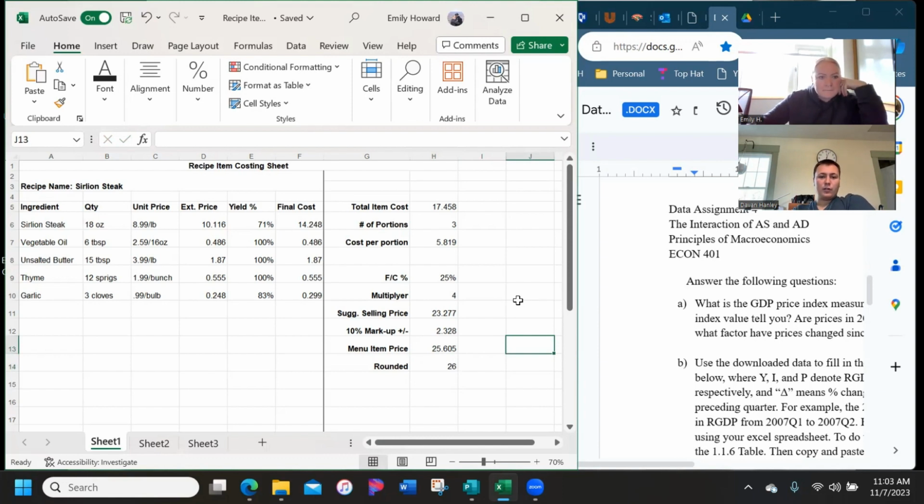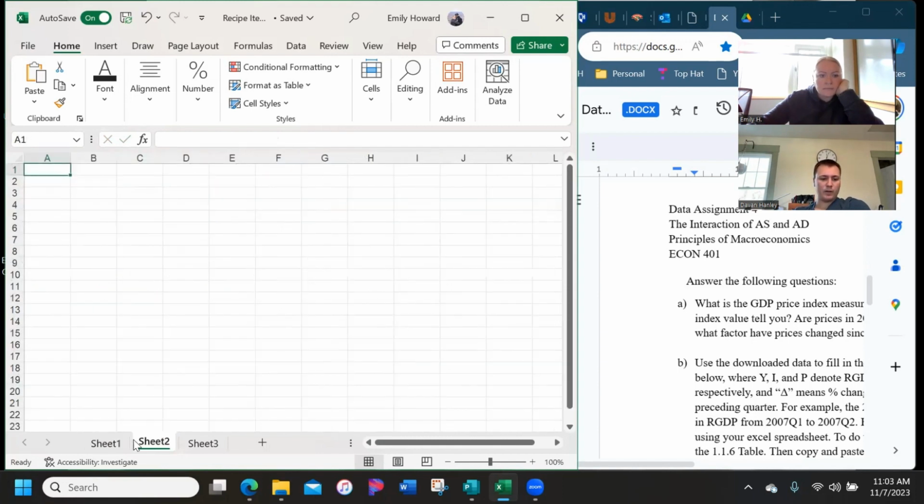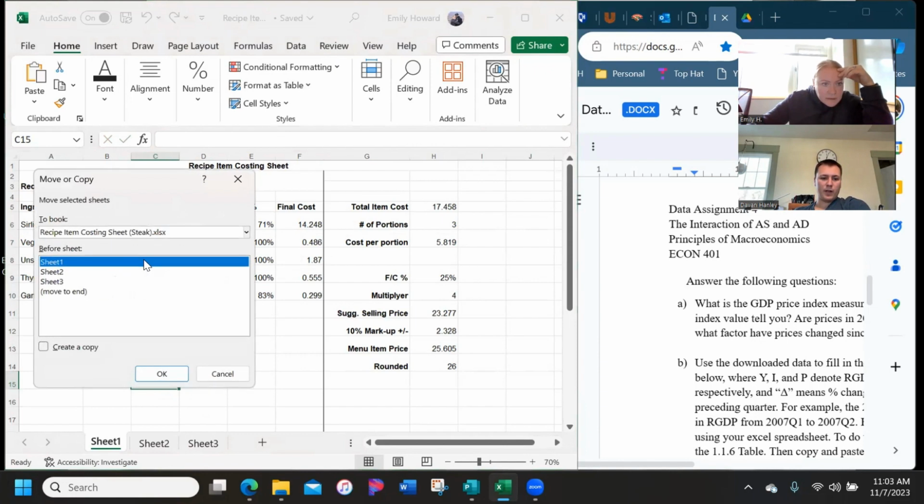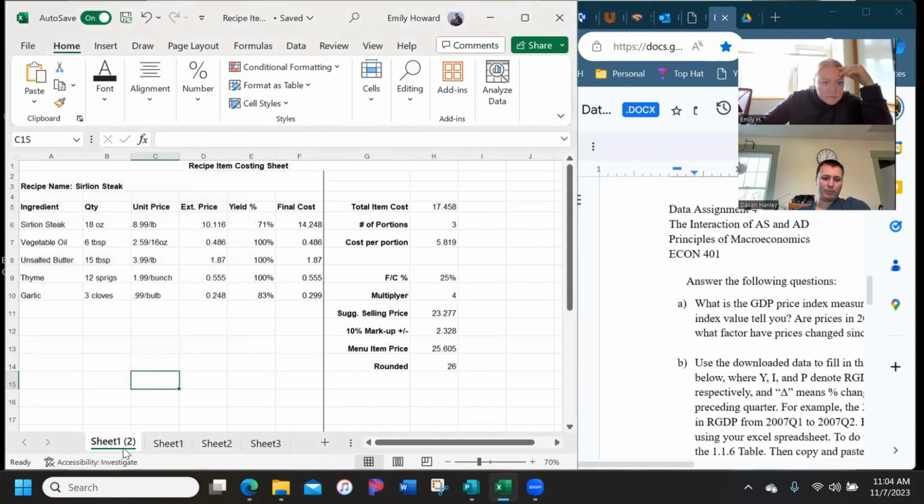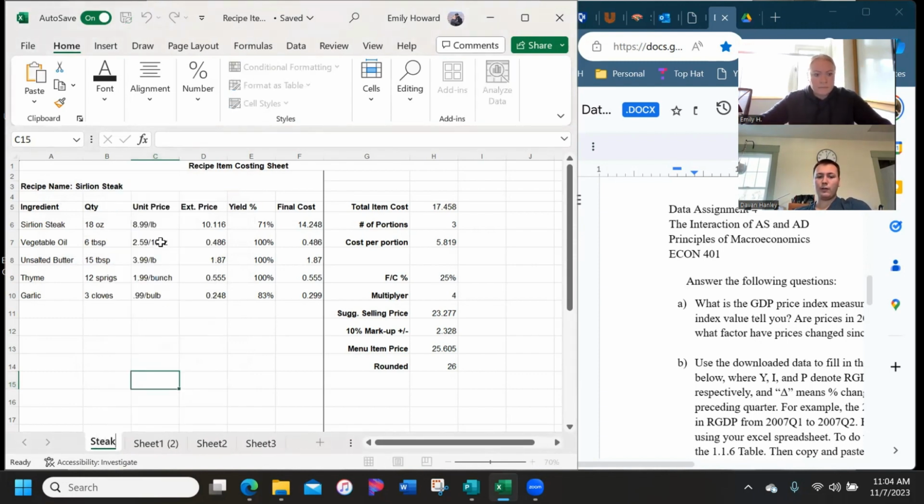Okay. So the cool thing about Excel is if you right click on the tab below where it says Sheet1, you can move or copy. Then hit create a copy. It's going to put it before your Sheet1, but if you hit okay, I can just move it. See how it says Sheet1 (2). And then I recommend naming them whatever recipe you're doing.